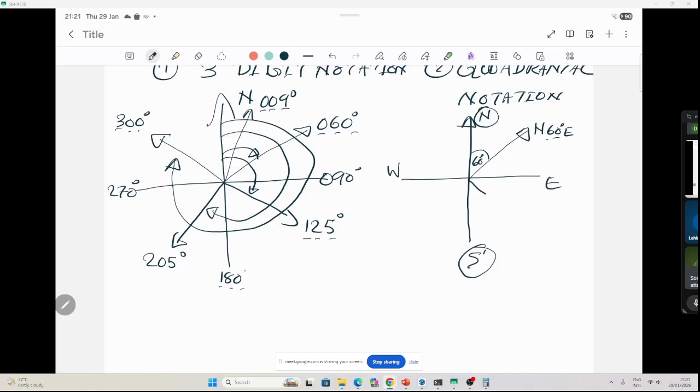Next one, if I write this course, as I told you, you have to always start either from north or from south, whichever is closest to you. In this case, south is closest. So you measure this angle. Let's say this angle is 40. So in this case, this course is going to be south 40 degrees towards east. Are we clear?